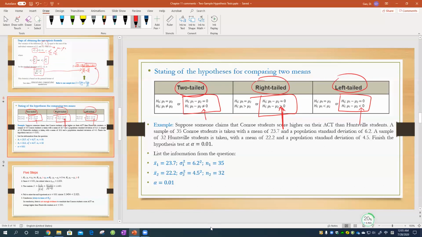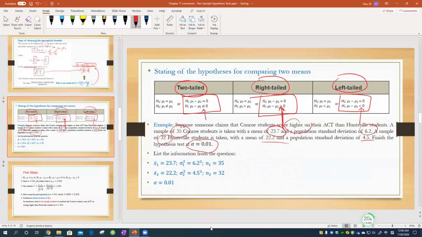Suppose someone claims that Conroe students score higher on their ACT than Huntsville students. A sample of 35 Conroe students is taken with a mean of 23.7 and a population standard deviation of 6.2, and 32 students for Huntsville with a mean of 22.2 and a standard deviation of 4.5, and alpha equals 0.01.